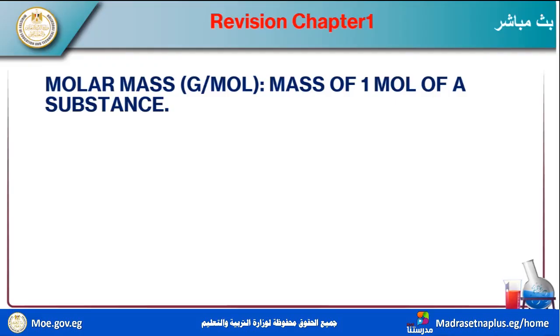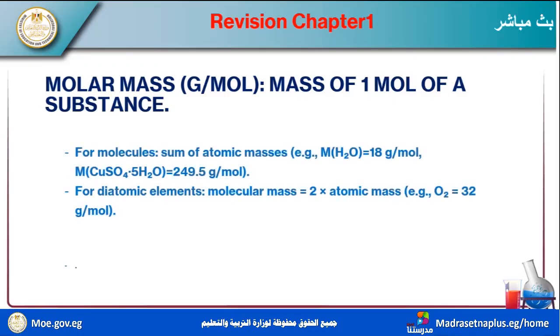This is expressed in gram per mole. Molar mass is the mass of 1 mole of any substance. For a molecule, it is the sum of the atomic masses. Example: the molar mass of H2O equals 2 times H plus O, where H equals 1.